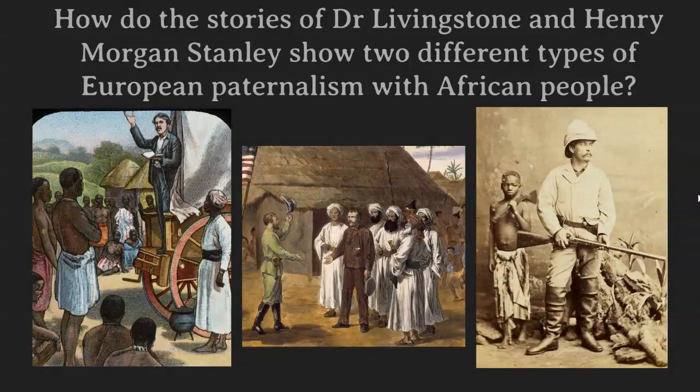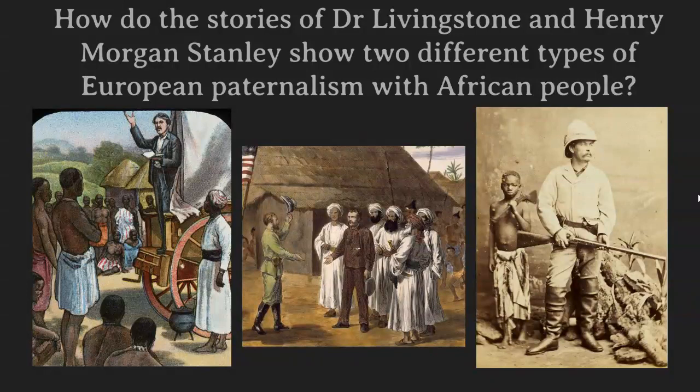This picture on the right about Henry Morgan Stanley also tells us some more about him. He was a pretty judgmental guy. He thought he knew what was best for everybody. He thought he was going to rescue the Black people of Africa. And this is all kind of tied up in this picture here.